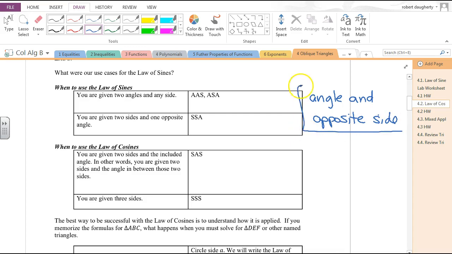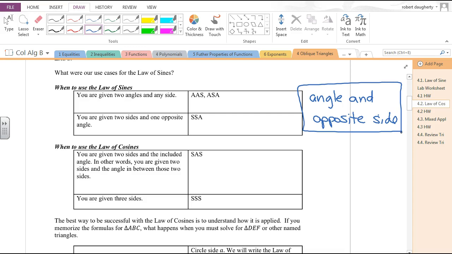If you can look at a drawing and identify that you know an angle and the opposite side, use the law of sines, okay? These are the three different conditions in a triangle that would give you that, but you don't need to memorize that. If you can look at it and say, I know this angle and I know the opposite side, that means use law of sines, okay?